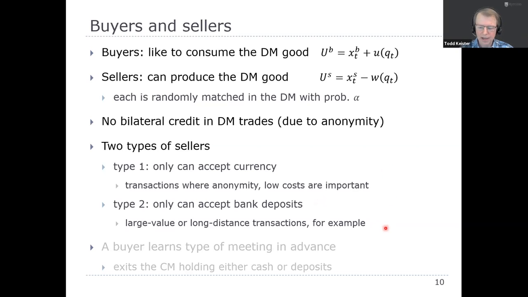We could add a third type of meeting where both types, both currency and bank deposits, could be used. It doesn't add much, it complicates the notation. So we're just going to go with these two types.